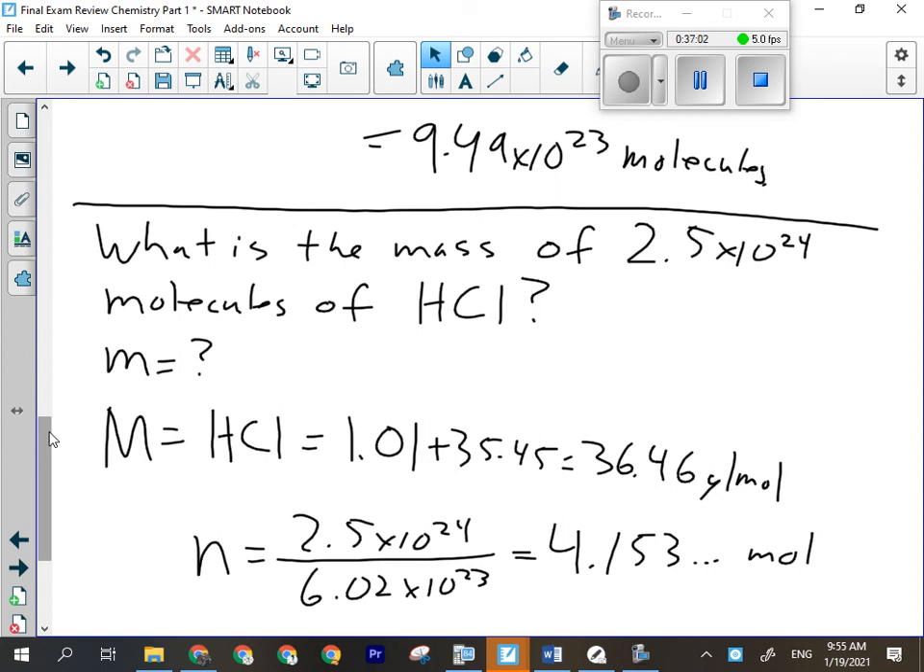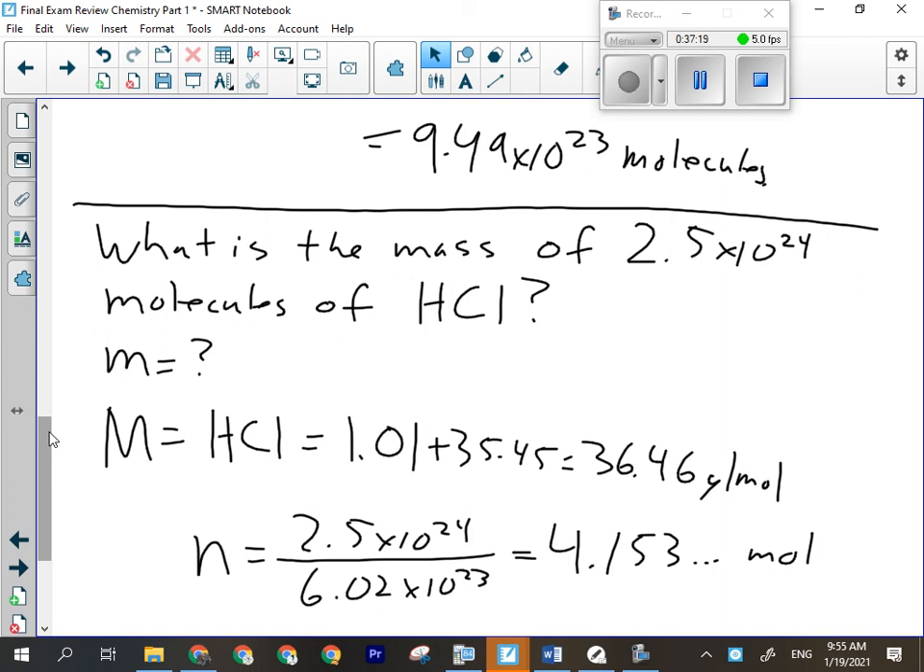In the same way that if we wanted to know how many dozen eggs we had, we would go 24 divided by 12. It would tell us 2 dozen. Okay, so that's what we're doing here. We're taking the number of molecules we have and we're dividing by Avogadro's number, and we get that it's 4.153 with some other decimals moles.